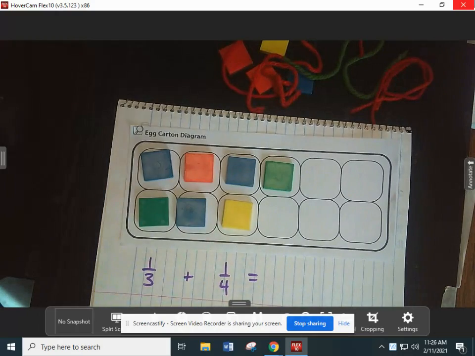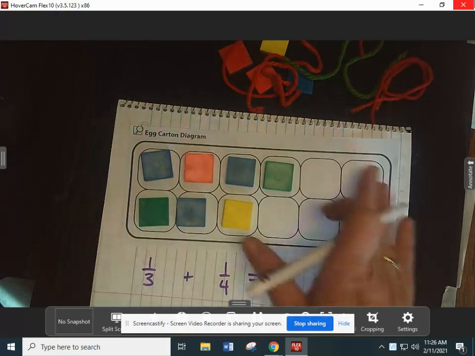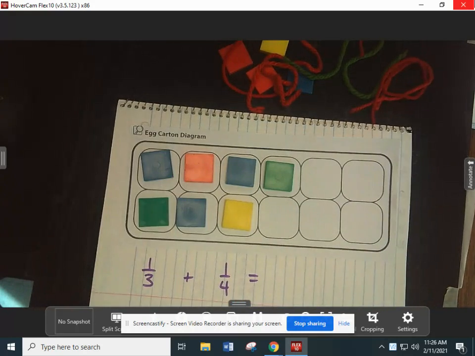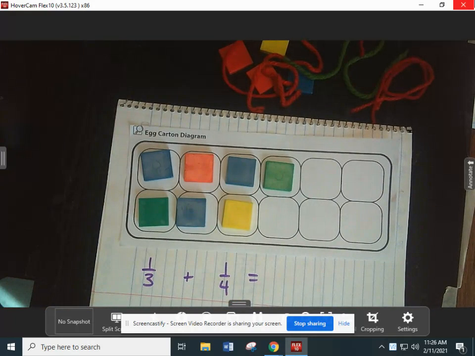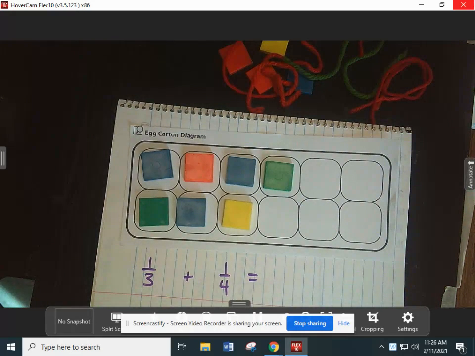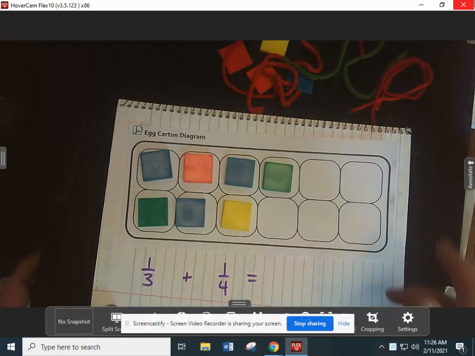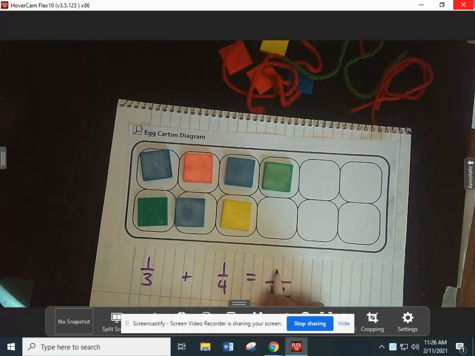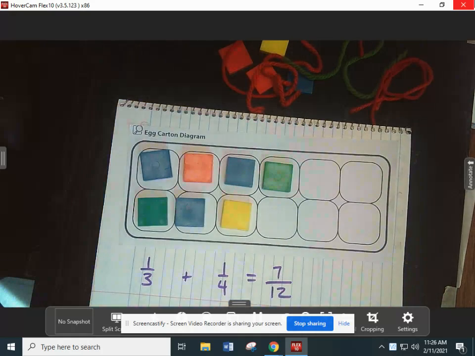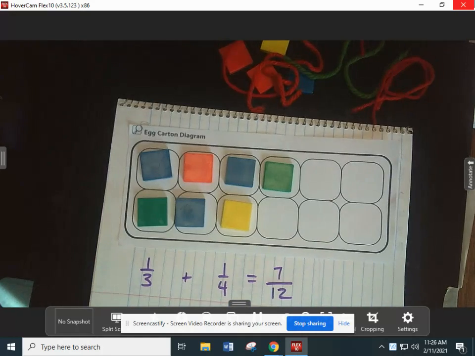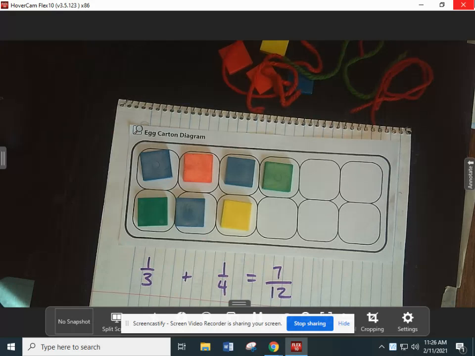Looking at what you have, how could you write this as a fraction? David. 2/4. Good try. Grace. 7/12. Why 7/12? Because there are 12 eggs in a carton and 7 is full. Grace says there are 12 eggs in the carton. Does everybody agree with that? Yeah. And she says we've got 7 of the spots full. We have 7 eggs. So it makes 7/12.